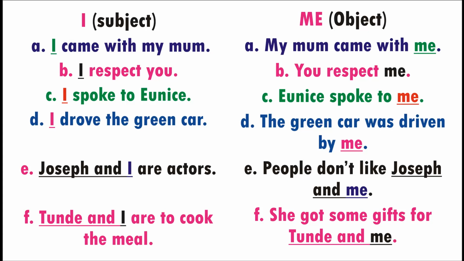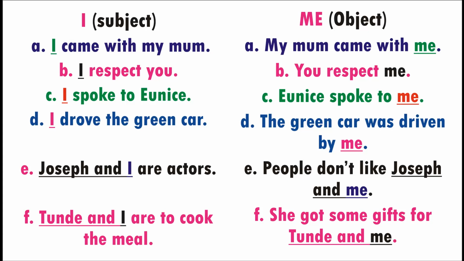Because Joseph and I are in the subject position, it is correct to say Joseph and I are actors, not Joseph and me are actors. Me cannot function in that part of the sentence because that is the place for the subject. And do not forget, me is an object pronoun. So do not say Joseph and me, Tunde and me, Muhammad and me, Stanley and me. Instead, say Joseph and I, Stanley and I, Muhammad and I, Howdy and I, Eunice and I. Then you construct the full sentence.